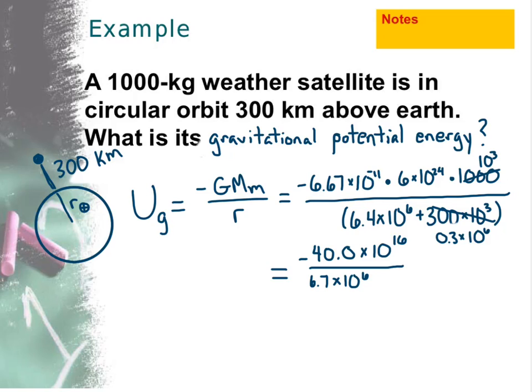Now, when I want to divide two numbers in scientific notation, I take the quotient of the coefficients, the numbers out in front. 40 divided by 6.7 turns out to be negative 5.97. And what do I have to do with the powers of 10? I have to subtract them. So I have to take 16 minus 6, and I get 10 to the 10. Not 10 to the 32, but 10 to the 10. So it turns out that this is going to have a gravitational potential energy of negative 5.97 times 10 to the 10 joules.